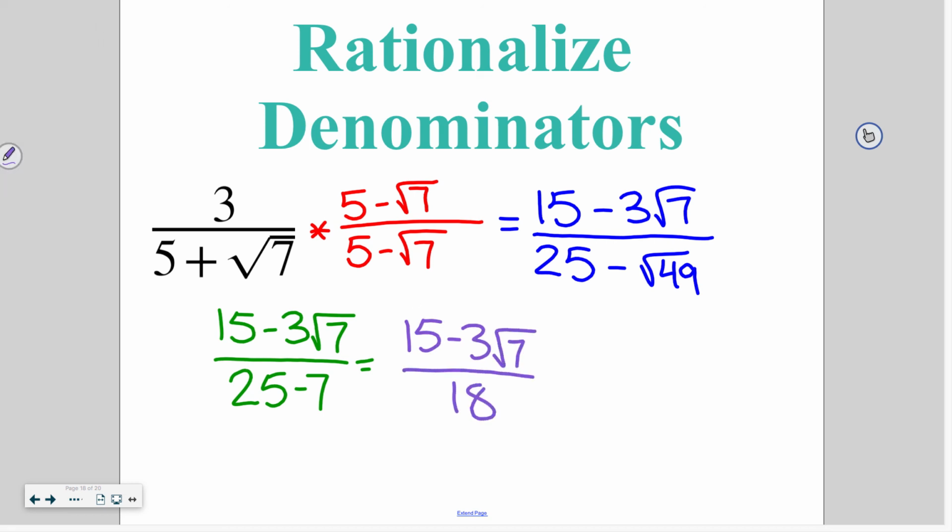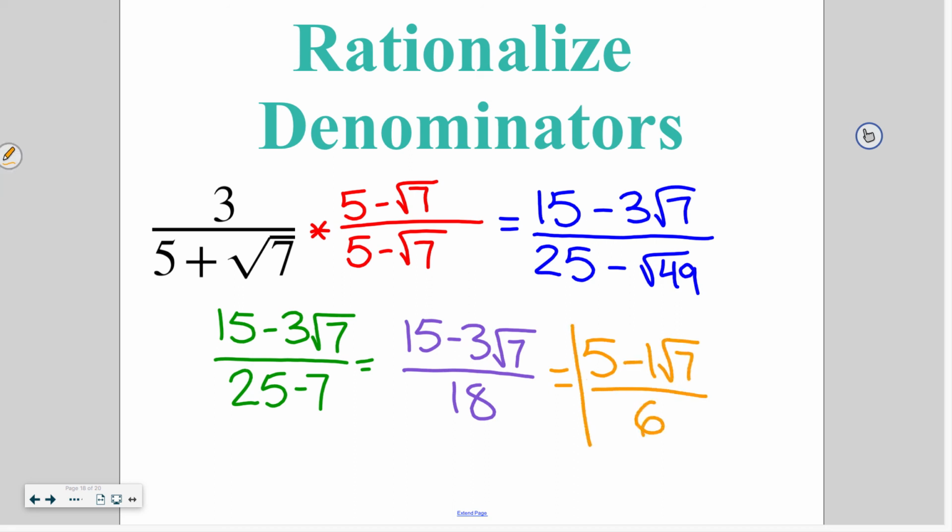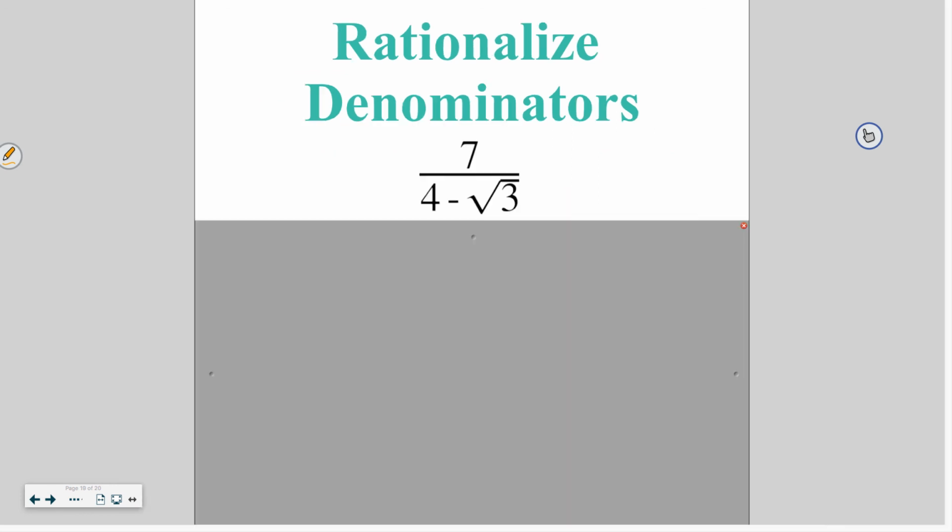Last thing I need to check, I've got 3 numbers, 15, 3, and 18. I need to check if they have a common factor. They indeed do, which means they all can be divided by 3. So I end up with 5 minus 1 square root of 7 over 6. Go ahead and try this one on your own.